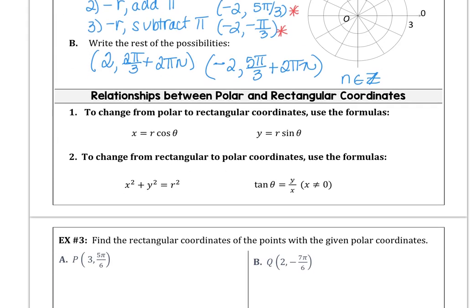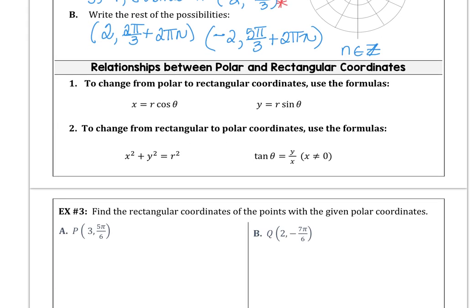There are relationships between polar and rectangular coordinates. Those relationships are given here. X is r cosine theta, which we've seen already. Y is r sine theta. And if we have rectangular coordinates and want to change to polar, we would use these formulas. This is the Pythagorean theorem on a unit circle, and this is the angle measurement, which is the rate of change. So let's give those a little bit of practice.